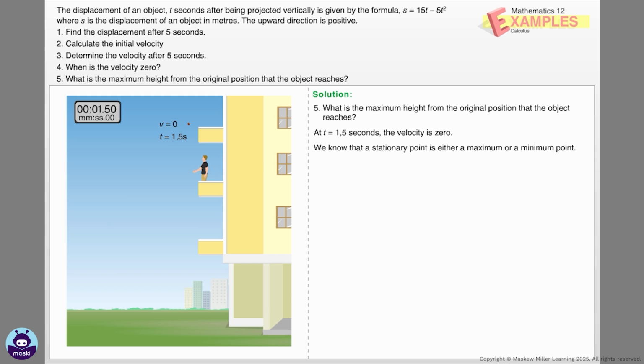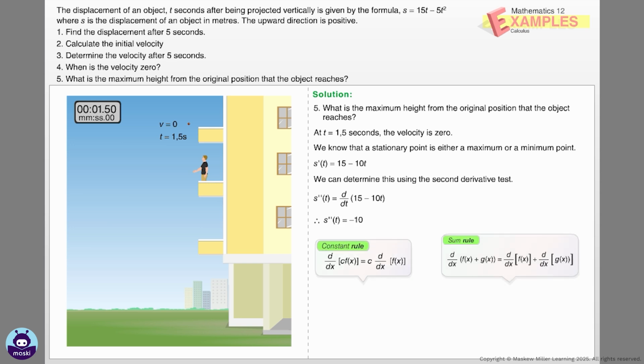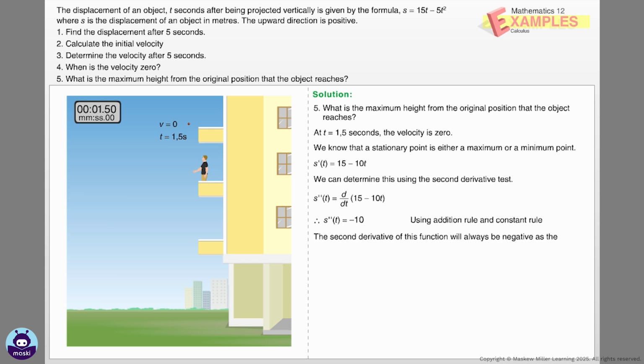We know that a stationary point is either a maximum or a minimum point. We can determine this using the second derivative test. s''(t) equals d over dt of 15 minus 10t. Therefore, s''(t) equals negative 10. The second derivative of this function will always be negative, as it is a constant function. At t equals 1.5, s''(1.5) equals negative 10.